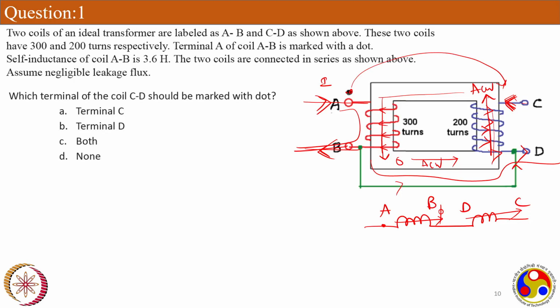Yeah, but there is no concept of main flux opposing the flux in the CD, because here the flux linkage concept, whatever flux linkage is happening in the second coil, it's due to the main current only. There is only a single current flowing through it.